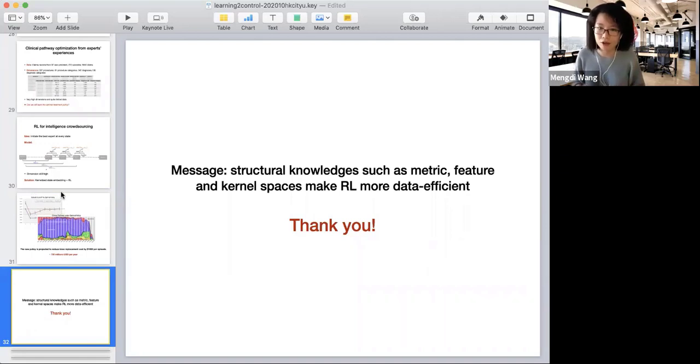Theoretically speaking, it's possible to leverage structural information in a metric or feature space to make reinforcement learning more data efficient. In practice, people are attempting to use techniques from high-dimensional statistics, high-dimensional machine learning, and compressive sensing to reduce the dimension of the feature space, to make RL more practical and more data efficient in practically hard problems. So that's the end of my talk.